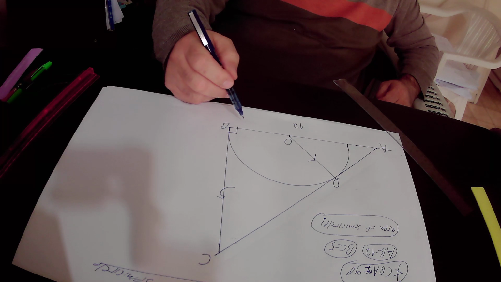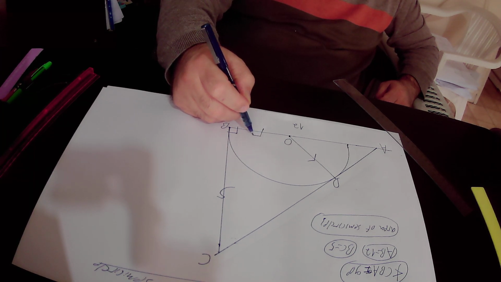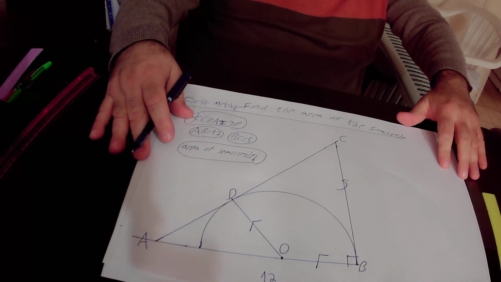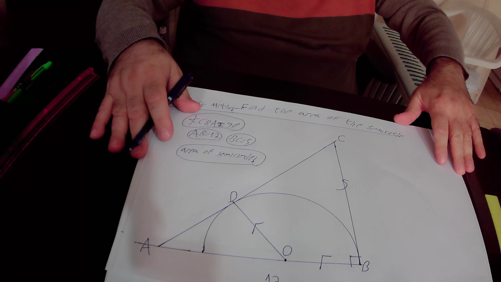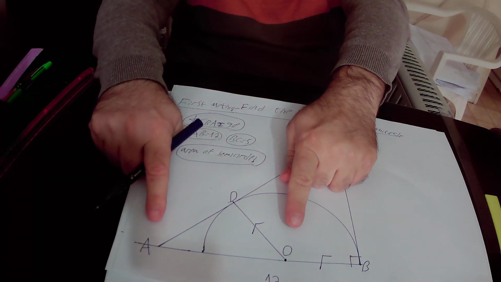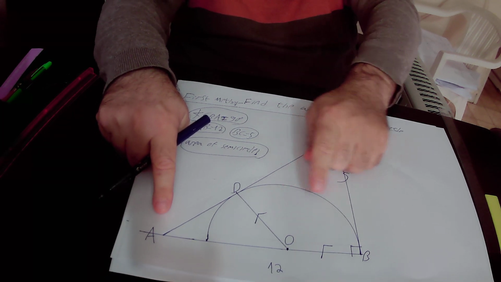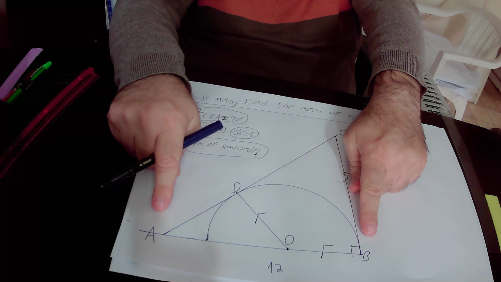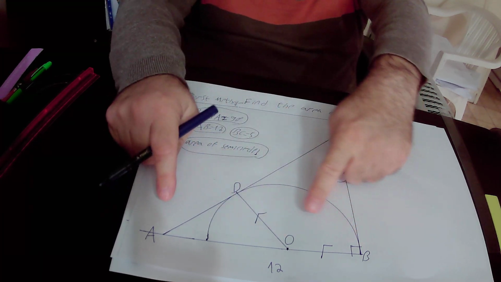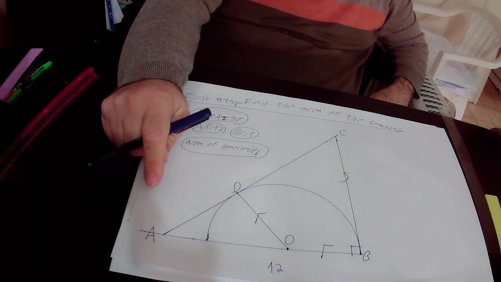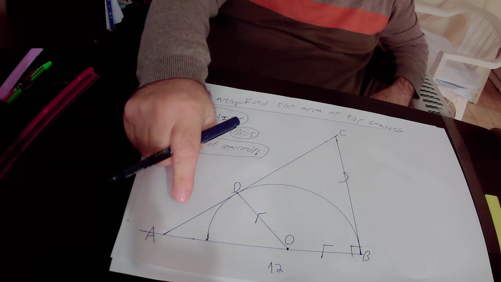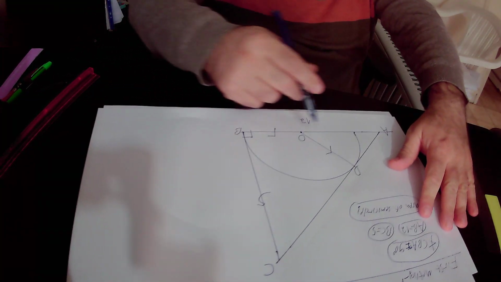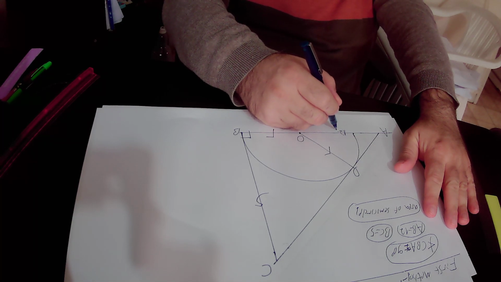OB is also the radius of this semicircle, so it equals R. And you can see from the drawing that OA equals AB minus BO. Again, AB minus BO equals OA. So OA equals AB, that is 12 units, minus OB, that is the radius of this semicircle. So OA or AO equals 12 minus R units.